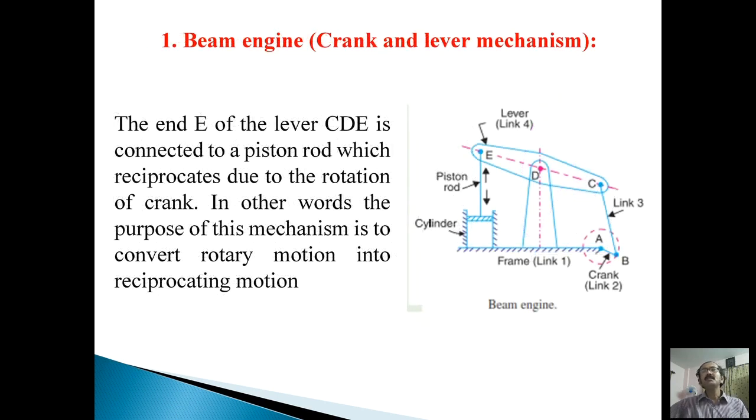Now, beam engine, it is also a crank and lever mechanism. The end E in the diagram, the end E of the lever CDE, is connected to a piston rod which reciprocates due to the rotation of the crank. In other words, the purpose of this mechanism is to convert rotary motion into reciprocatory motion.